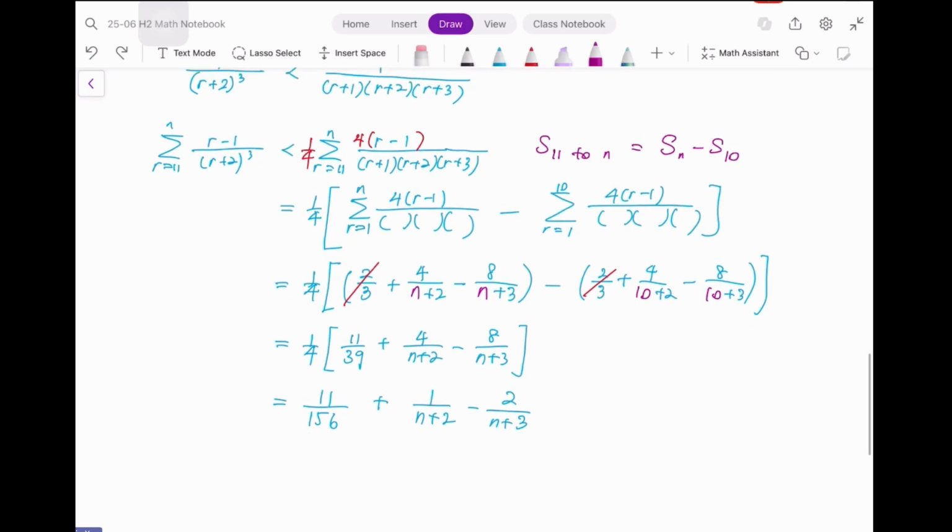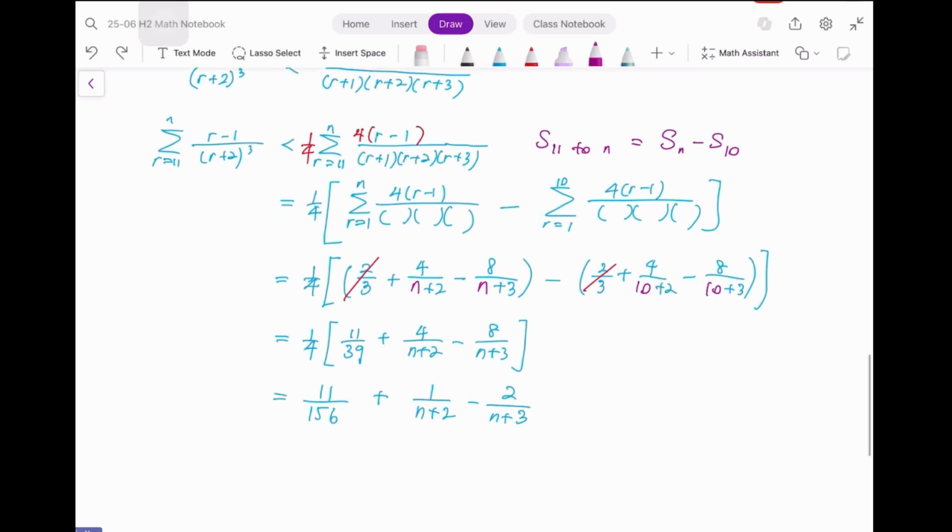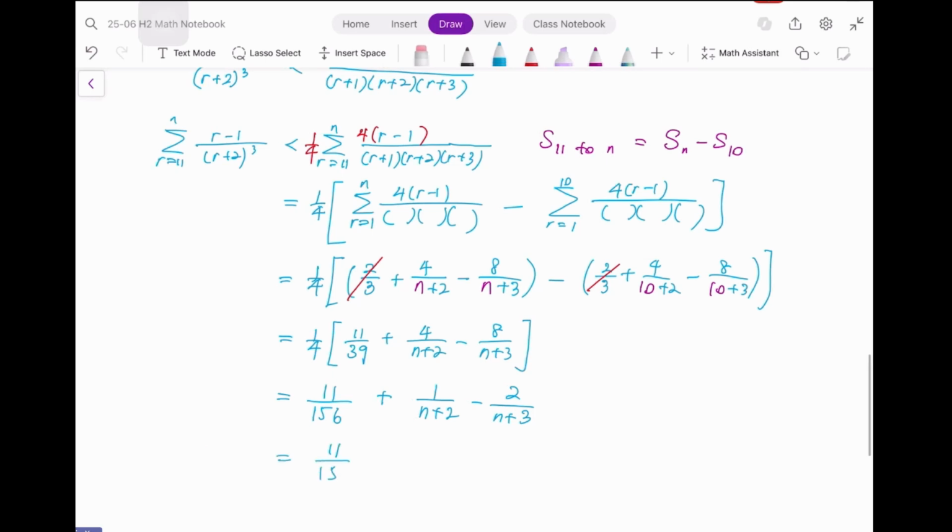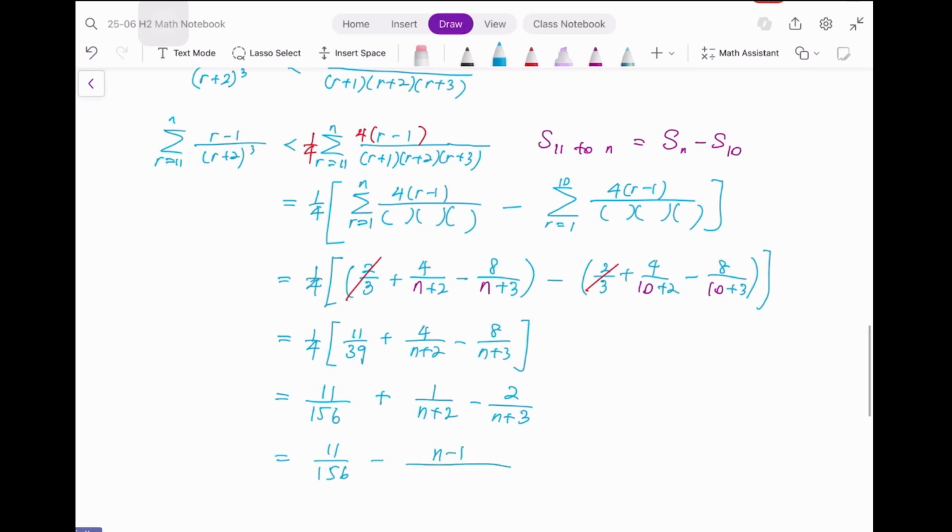Now, technically speaking, since n must be greater than 11, 1 over n plus 2 and 1 over... Oh, I see. Sorry, I need to do one more. 11 over 156 plus minus n minus 1 over n plus 2, and need to combine. Okay, later you see why.